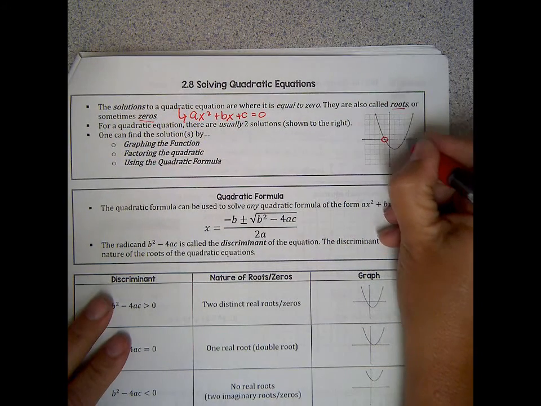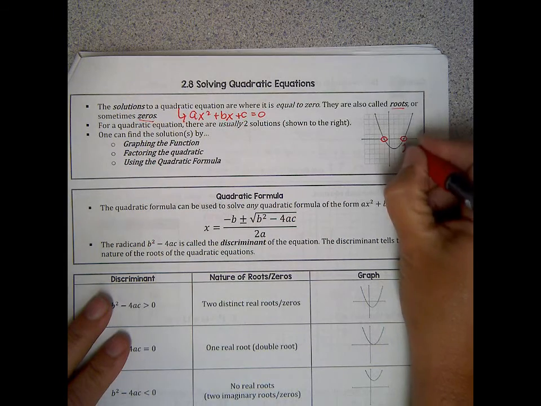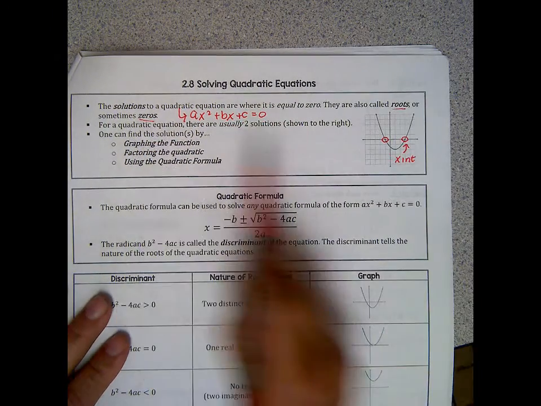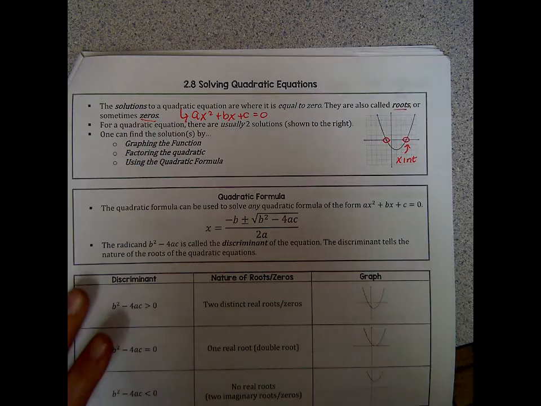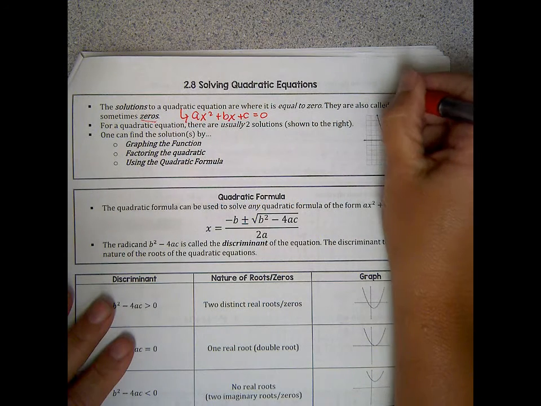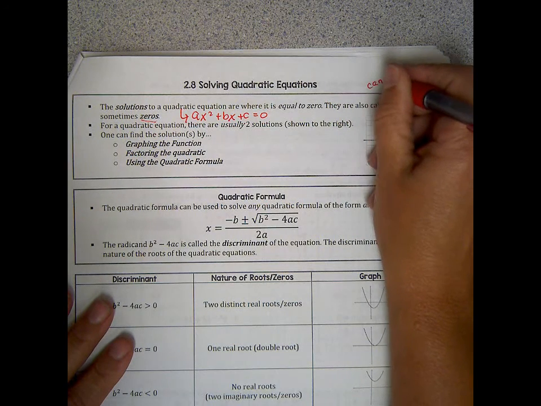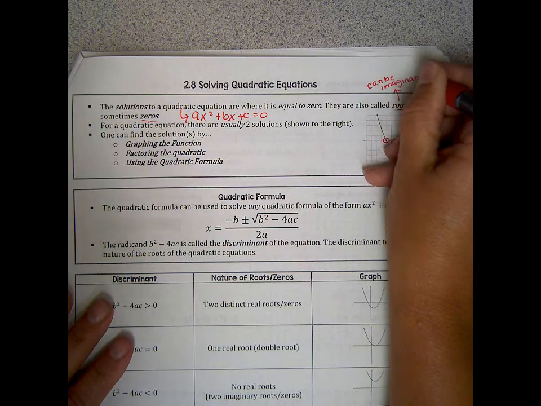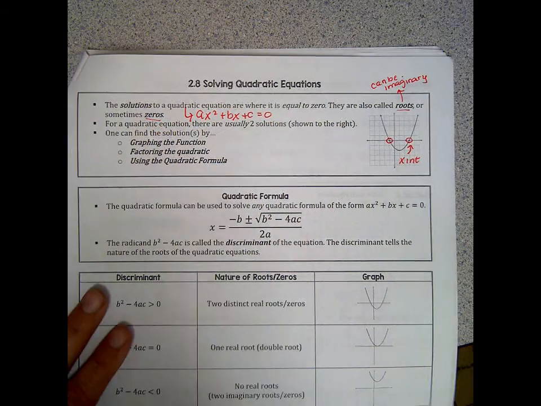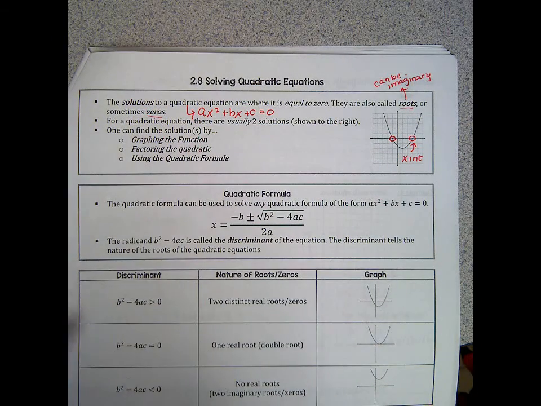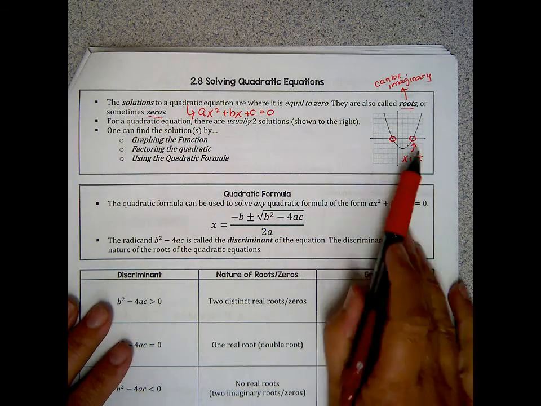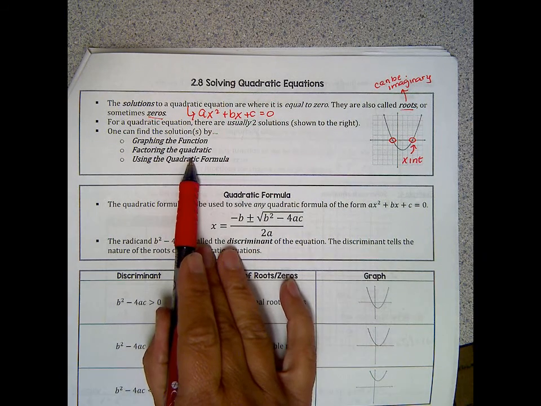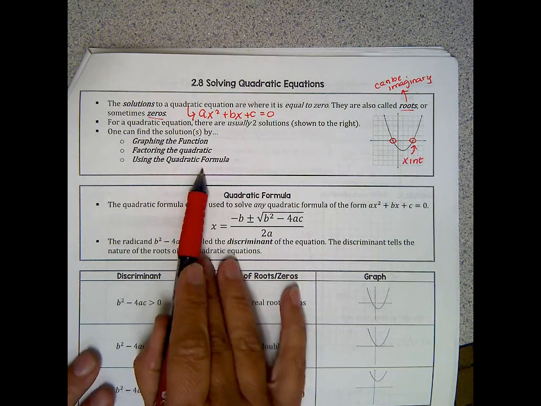So your solutions, your zeros, are also called the x-intercepts. So know that roots, zeros, x-intercepts are all the same thing, but roots can be imaginary numbers. And of course, x-intercepts and zeros can't be imaginary because they wouldn't show up on the graph. So one can find the solutions by either graphing the function, and you can see them, or factoring it. Of course, you want to do that because that'd be easier, or using the quadratic formula.